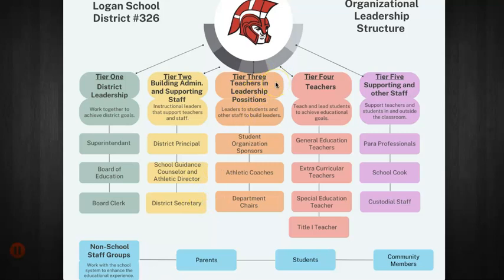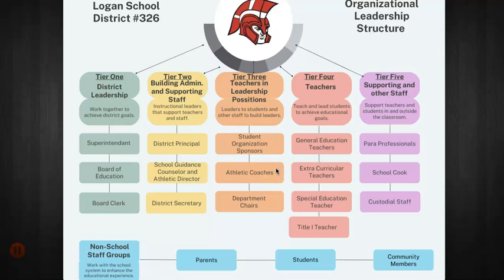And then I have our Tier 3, which are teachers in leadership positions. They're leaders to students and other staff, to building leaders. Support our student organization sponsors. They're teaching the students how to be leaders when they're either class sponsors, KAY, or Stuco, and so on. They're sponsoring those kids. They're helping them and teaching them how to be leaders outside of school sometimes.